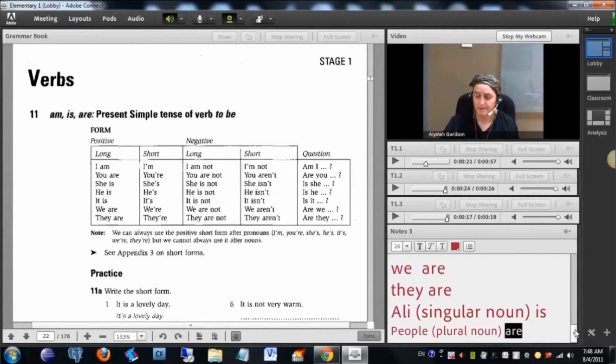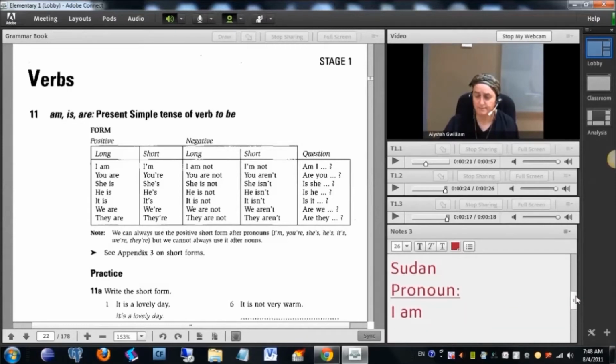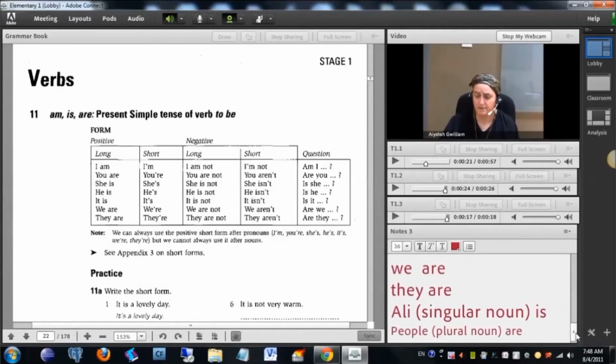Okay, now do you notice also with our proper nouns of Ali, Khartoum, Sudan, notice that they all have capital letters. So when you are writing a noun that is a proper noun, notice we also use the capital letter for that one.